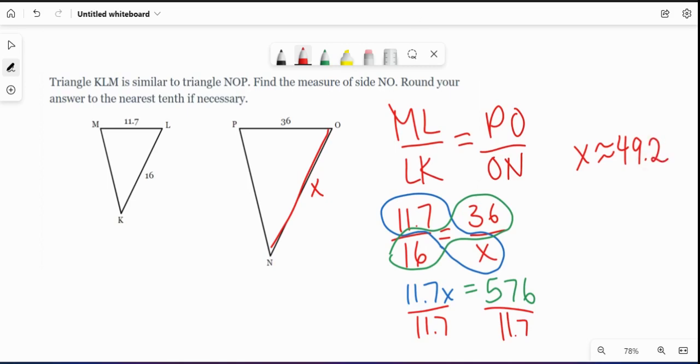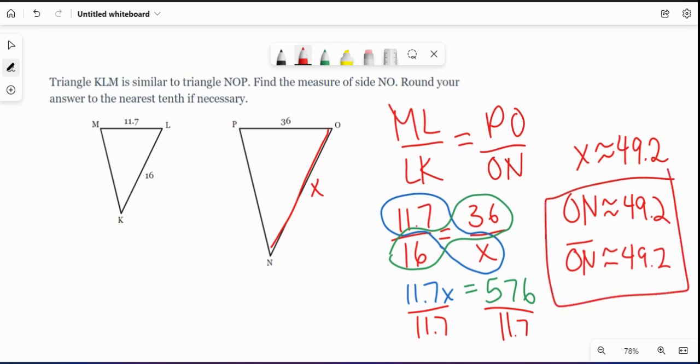But for my final answer, I don't want to put just x because you could call this any letter. It's going to be ON. The measure of ON is about 49.2. Or sometimes you'll see a little line segment atop of it. So these would be acceptable answers. I would avoid using X because you could call that any number unless you label the diagram, but I prefer this. So these sides are proportional, which makes them similar.